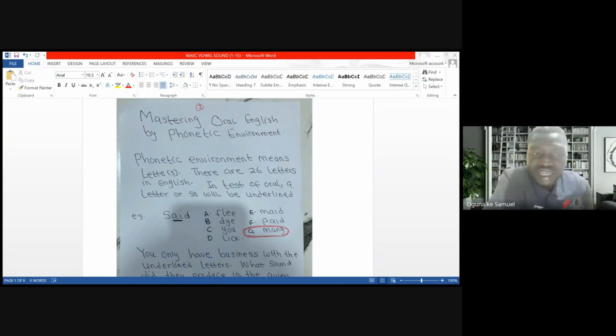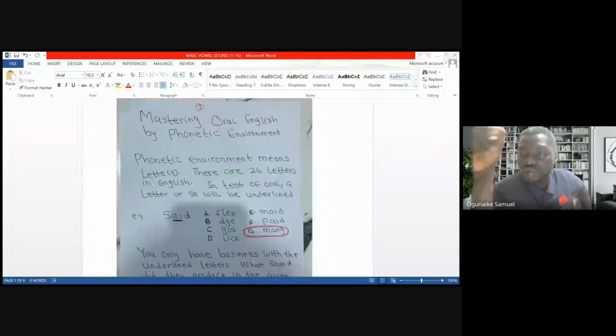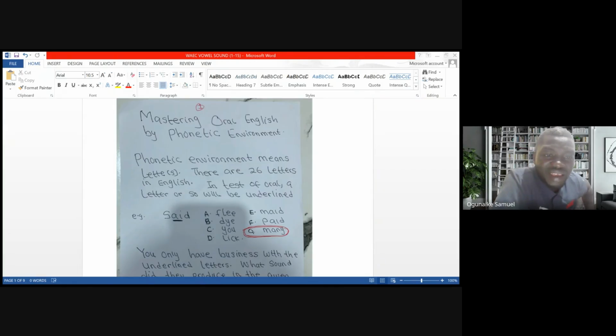There are 26 letters in English. In test of oral, a letter or so will be underlined. It's something you have observed. A letter will be underlined and sometimes two letters. That is it. So I want to teach you test of oral using the letters, not using the sound per se. For example, SAID. AI is what is underlined.